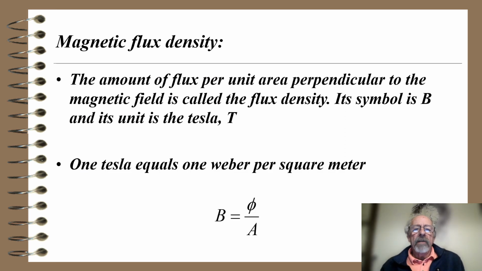What about magnetic flux density? Well, the amount of flux per unit area perpendicular to the magnetic field is called the flux density. Its symbol is B, and the unit is the Tesla, T. 1 Tesla equals 1 Weber per square meter, and the equation is shown here.